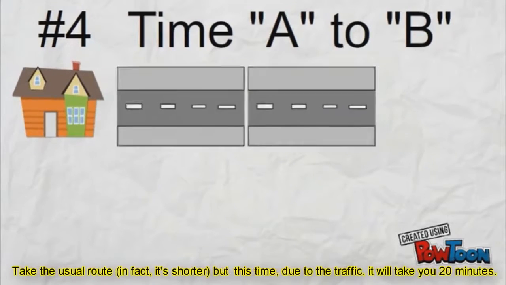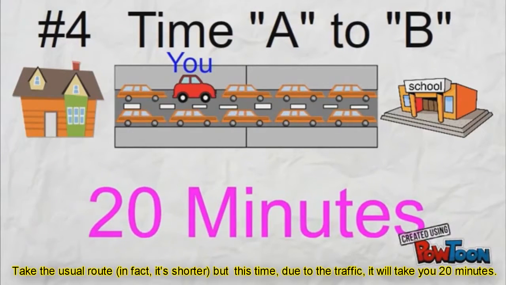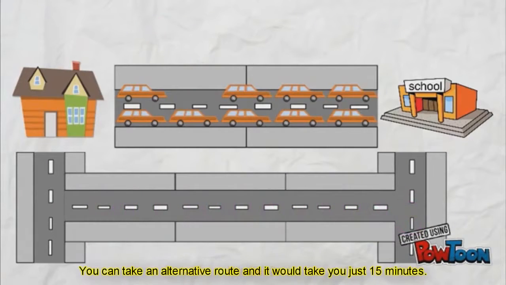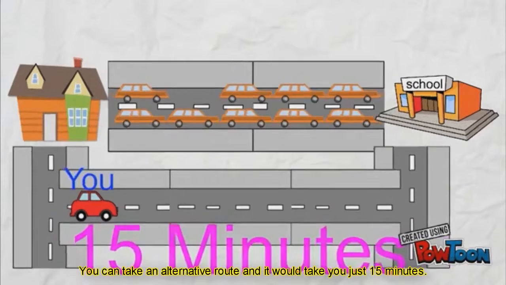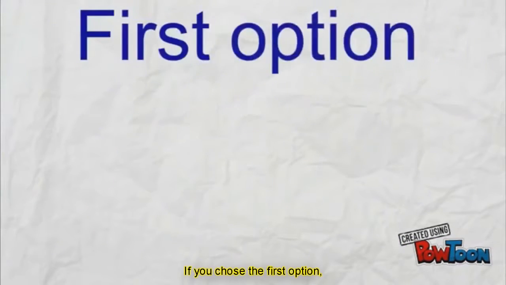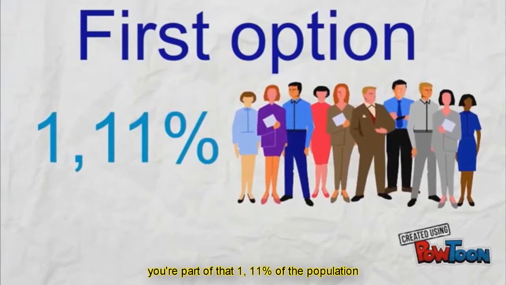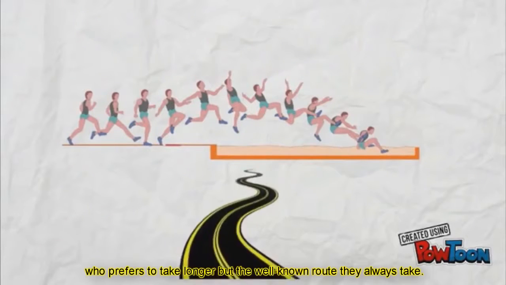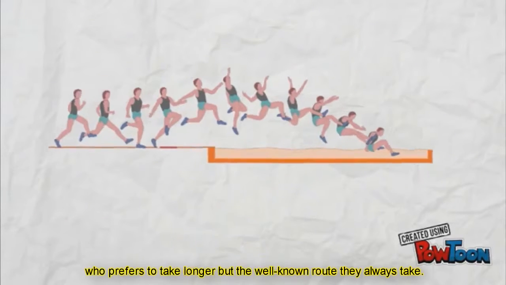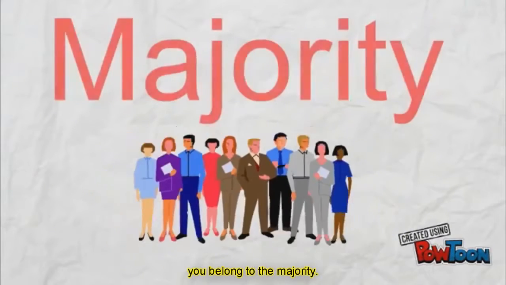Number 1. Take the usual route. In fact, it's shorter, but this time, due to the traffic, it will take you 20 minutes. Number 2. You can take an alternative route and it will take you just 15 minutes. Which one would you pick? If you chose the first option, you are part of that 1.11% of the population who prefers to take longer but the well-known route they always take. But if you chose the second option, you belong to the majority.